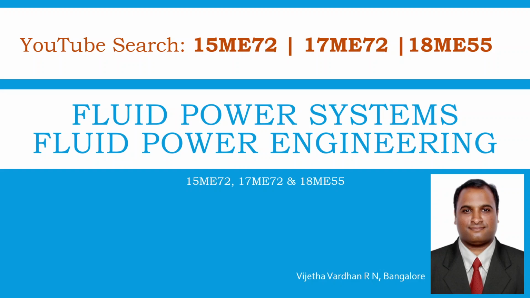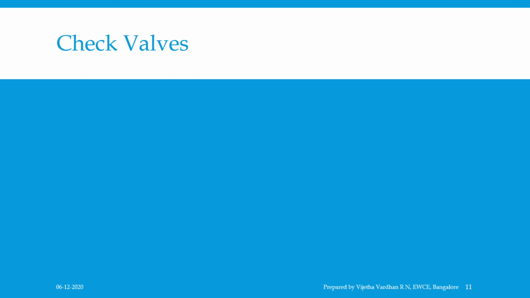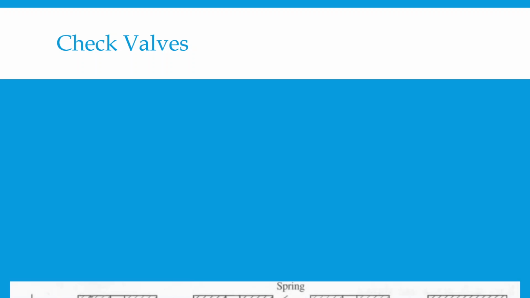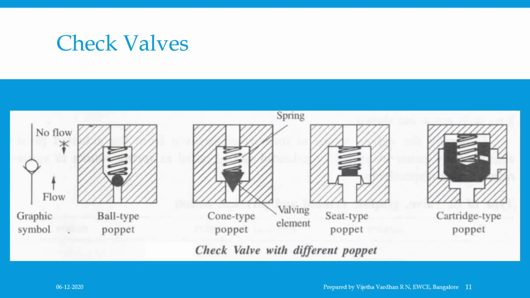Now let's start session number 24, which is based on check valves. Check valves are direction control valves which allow flow only in one direction, and hence they are also called unidirectional flow valves. These valves allow free flow in one direction while blocking the flow in the other direction.